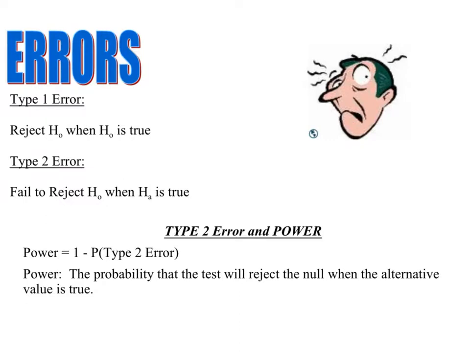That type 1 error is reject the null when the null is true, and that type 2 is fail to reject the null when the alternative is true. This, if you remember, type 1 error is always the significance level.